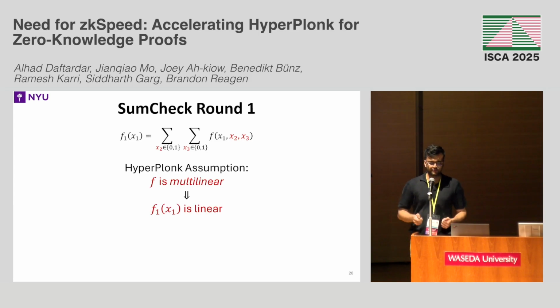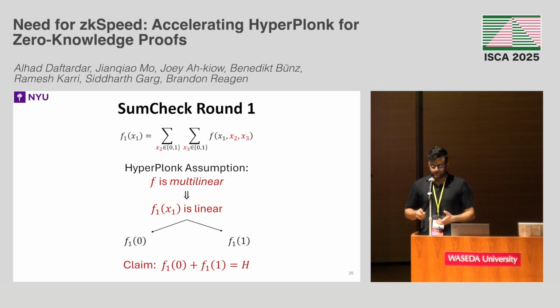A key assumption in HyperPlonk is that the function f is multilinear, which means it is linear in all of its variables. That means that when we sum over the variables x2 and x3, the resulting polynomial itself is linear. That means that we can uniquely characterize it with 2 evaluations along its line. So the question now remains, how do we find these evaluations, and do they meet the claim, which is that their summation adds up to h?